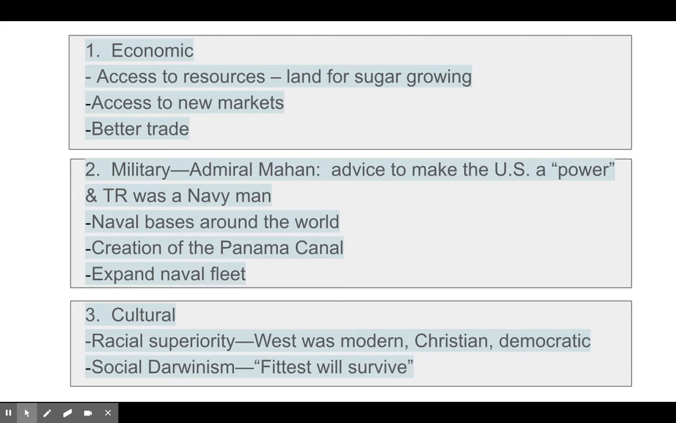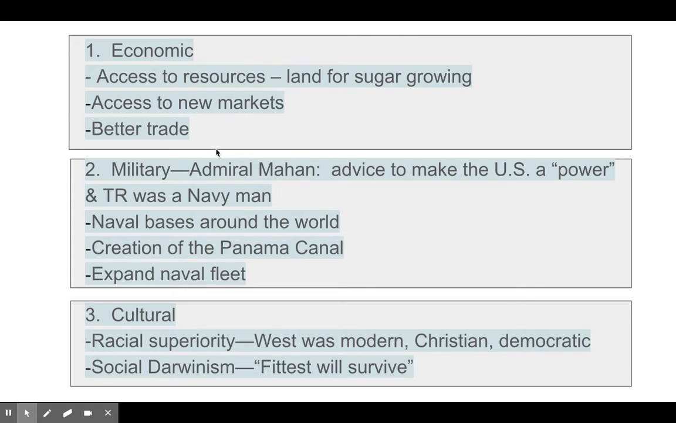And then better trade. Basically, if we have this special relationship with this territorial land, then we won't have to pay as much for the things that we want from them, or the things that we want them to buy from us. Okay, so that's all the different parts or facets of economic. All right. Military. This should make a little bit more sense.